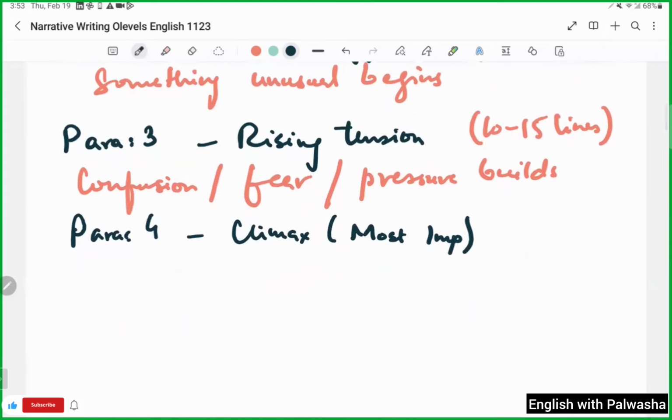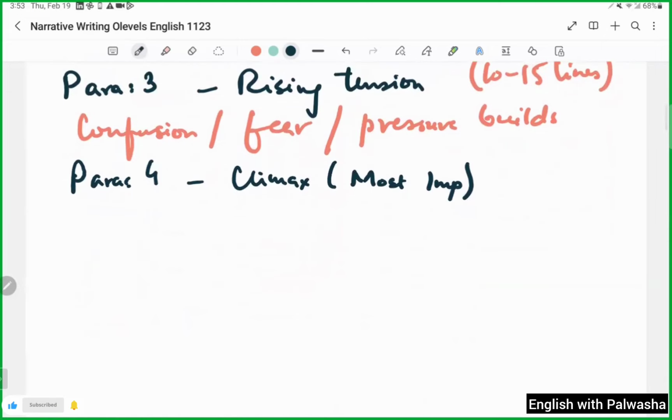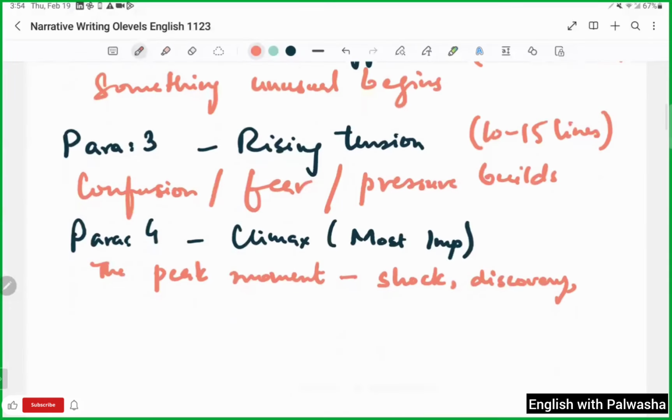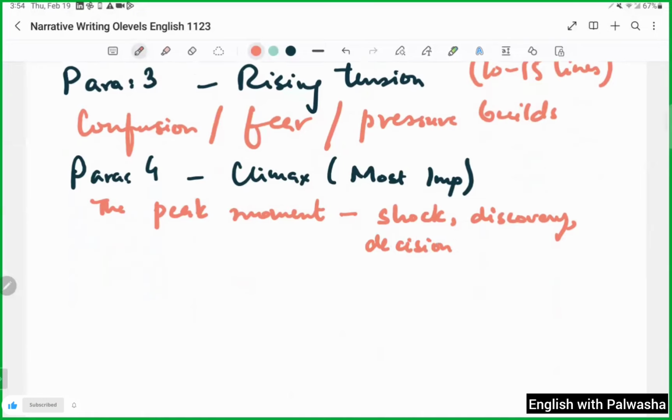So paragraph number four is where the climax is going to be discussed, and here the peak moment will be discussed. Mixed feelings. Maybe there's a shock. Maybe there's a discovery going on. Okay, the peak moment where you have to add the shock. Either it could be a discovery or a decision, right?